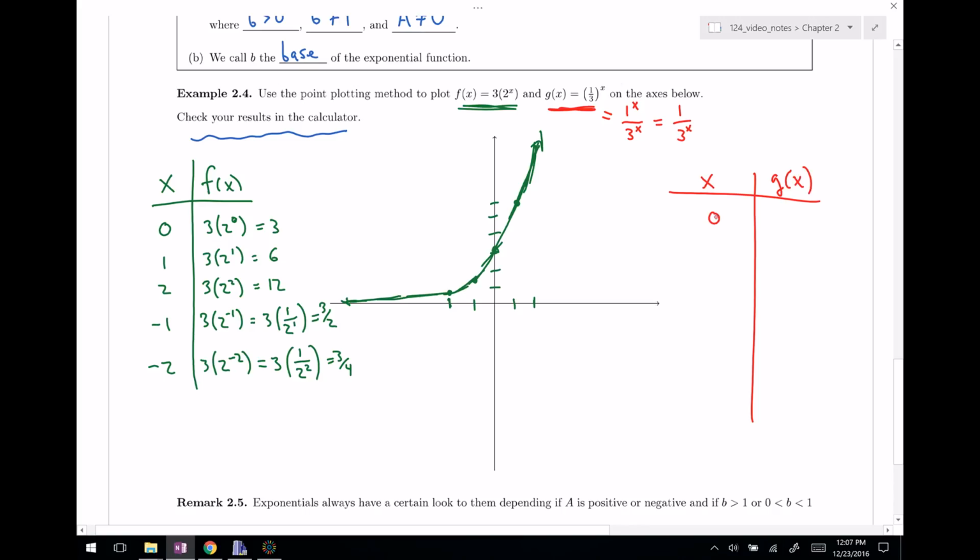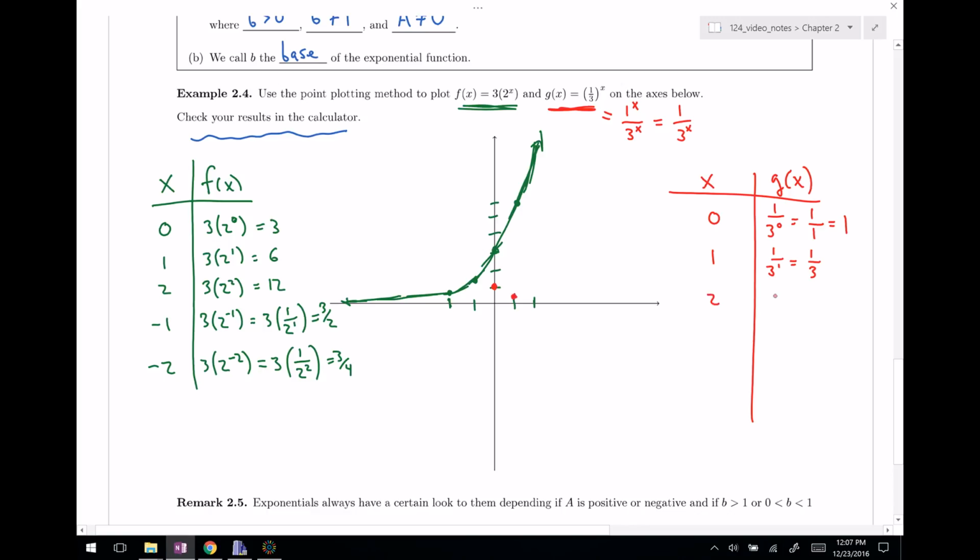And so maybe if I started by plugging in 0, right? So if I plug in a 0 everywhere I see an x, that's going to be 1 over 3 to the 0. I know anything raised to the 0 power is just 1. So that's just going to be 1 over 1. That's going to be 1. So when I plug in 0, I get out 1. So that's my y value, 1. Okay, how about if I plugged in 1? This is relatively straightforward. That's just 1/3. Okay, so that's going to be somewhere down here maybe.